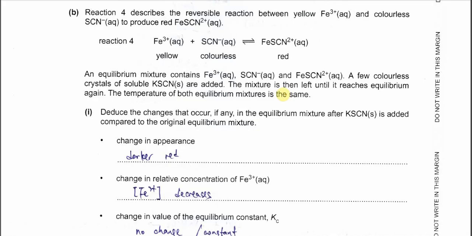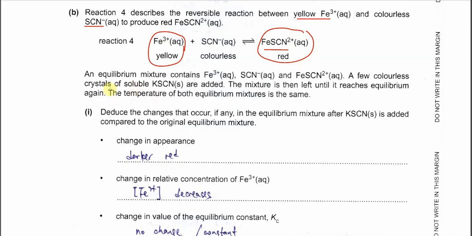Part B, reaction 4. This one. Describe the reversible reaction between the yellow iron 3 and the colorless SCN negative, which produce these products. Okay, the FeSCN 2 positive, which is red in color. So we have two colored compounds. Iron 3 is yellow and the product is red.